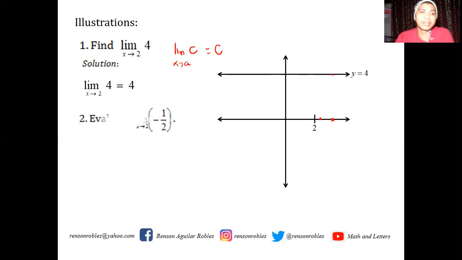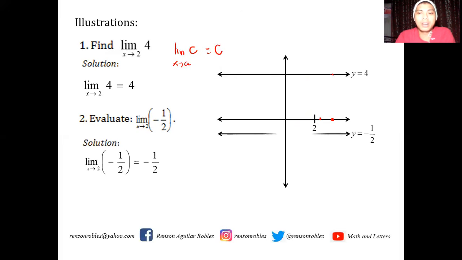Another one. Say we evaluate the limit of negative 1/2 as x approaches 2. This is your line y equals negative 1/2. If you do the same, as you get closer and closer to 2, the function value is still equal to negative 1/2. That's why the limit of negative 1/2 as x approaches 2 is equal to negative 1/2.